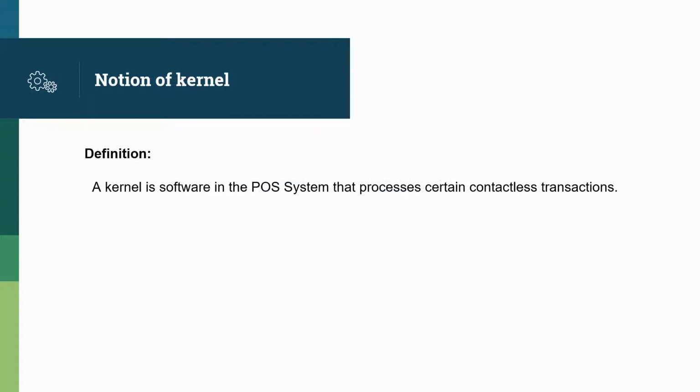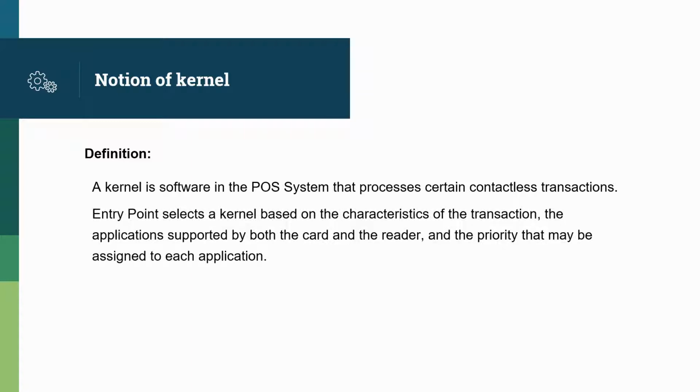As we said at the beginning of this lesson, the notion of kernel is quite central when it comes to contactless EMV. It is described as follows. A kernel is software in the POS system that processes certain contactless transactions. Entry point selects a kernel based on the characteristics of the transaction, the application supported by both the card and the reader, and the priority that may be assigned to each application. You will see that there is a kernel for each card brand, which basically contains the different processing steps that were retrofitted from the way that each brand had historically implemented contactless.